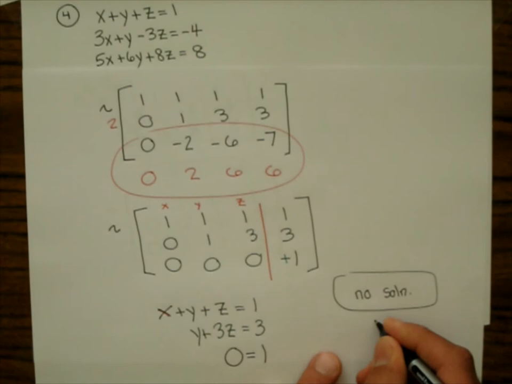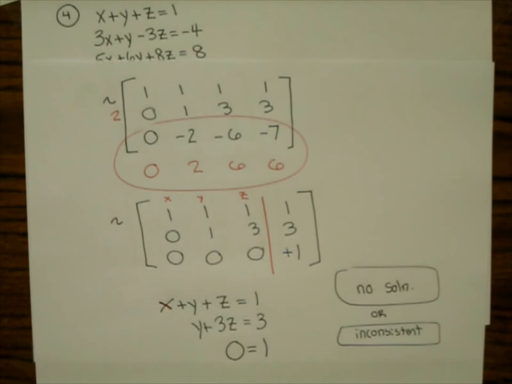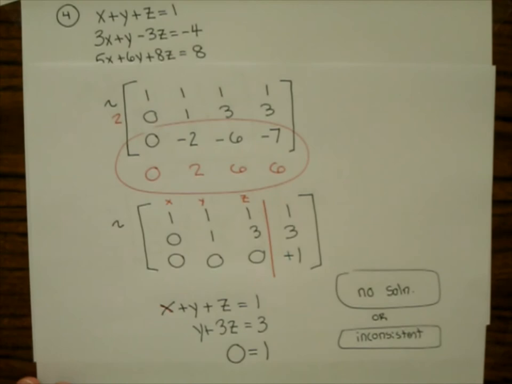Or we learned a new word a few sections ago. This is inconsistent. That's another way of saying no solution. Inconsistent means it has no solution. And that is the deal with this matrix, or with this problem.